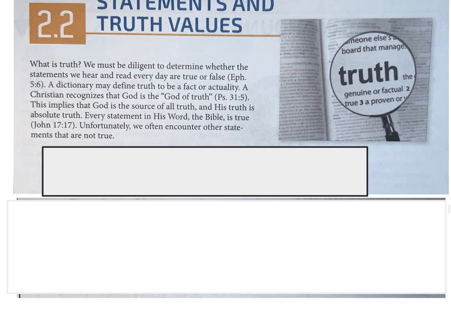So the first thing we're going to talk about is statements and truth values. What is truth? All right. Very often in the world, you will hear the term relative truth, meaning that truth has different meanings for different people. That is not true. All right. Something is either true or false. Always either true or false. It's not true for one person and true for another or something like that.